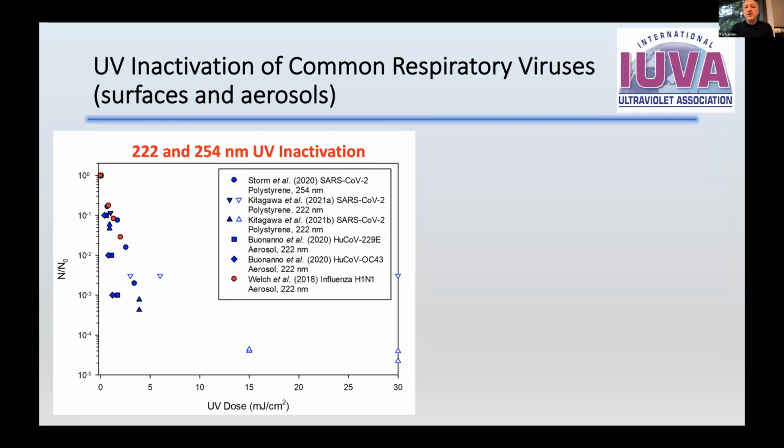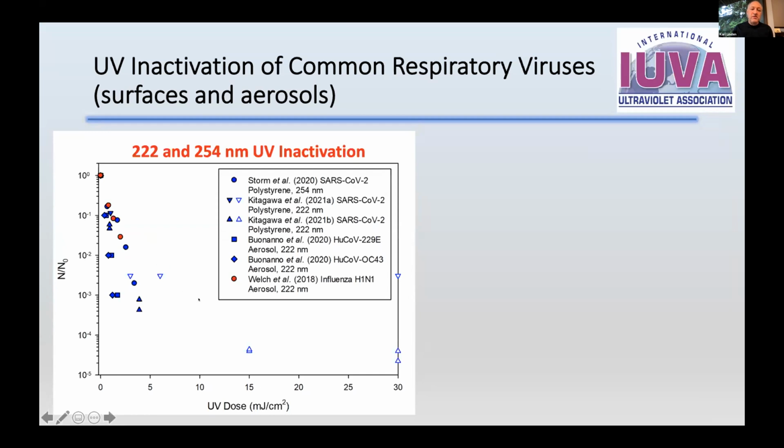Let's look at inactivation of some common respiratory viruses now on surfaces and aerosols. The previous data I showed you was in aqueous data because it's quite a bit easier to do this work in aqueous data and very thin film aqueous solutions, but we want to also know how does it work on surfaces and aerosols. In this case, the data are quite limited, but what I'll show you here is, again, UV dose on the x-axis and the log reduction on the y-axis.